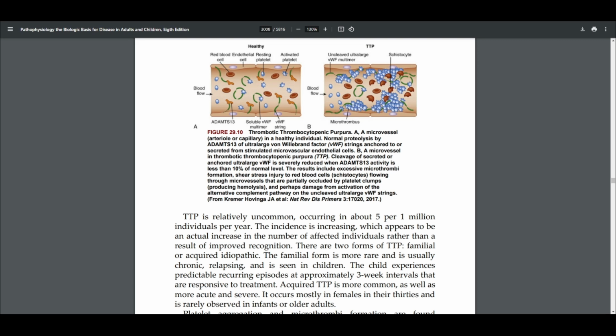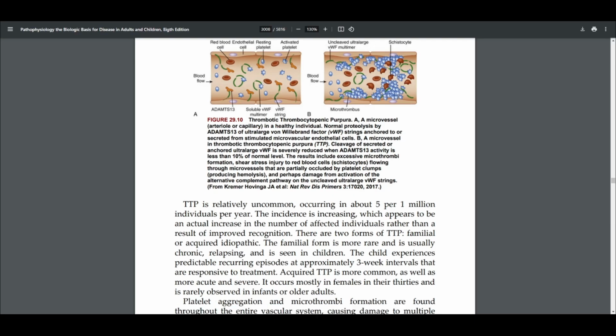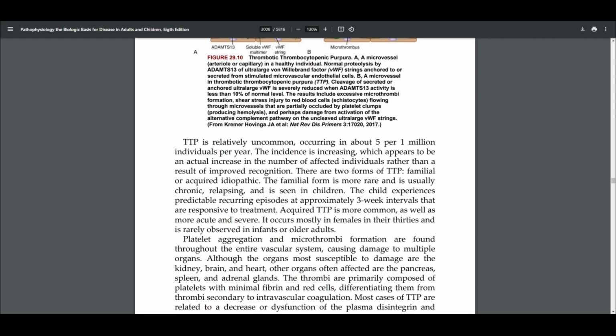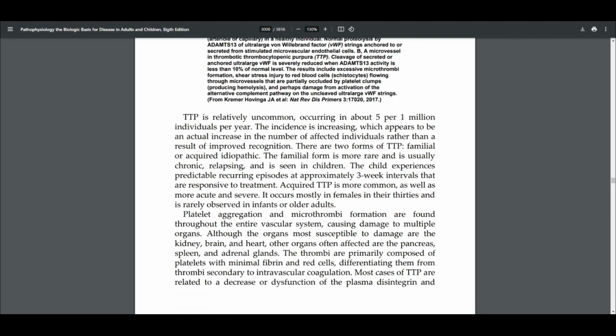TTP is relatively uncommon, occurring in only about 5 per 100 million individuals per year. The incidence is increasing, which appears to be an actual increase in the number of affected individuals, rather than the result of improved recognition. There are two forms of TTP, familial or acquired idiopathic. The familial form is more rare and is usually chronic, relapsing, as seen in children. The child experiences predictable, recurring episodes at approximately 3-week intervals that are responsive to treatment.